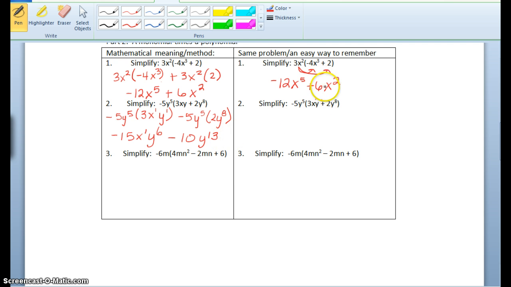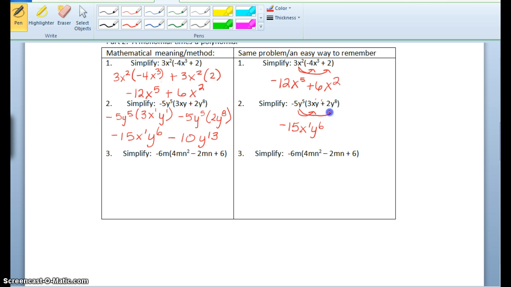Now let's use our other method, our faster method, our distributive property. Don't forget to put your little ones up here first thing. You do negative 5 times 3. You're distributing the negative 5 times 3. You get negative 15. You've got an x and a y in your problem. So it'll be x to the first, y to the 5 plus 1 is 6.